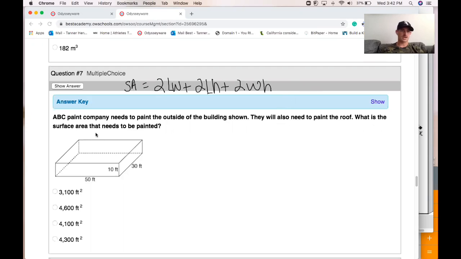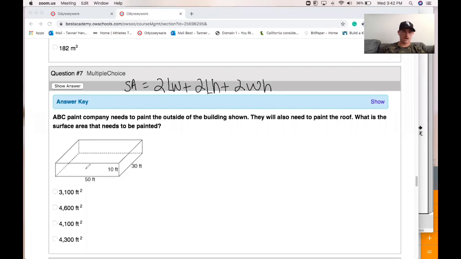What is the surface area that needs to be painted? So hopefully you guys realize something's funky with this in the sense it's not 1 through 6. There's only a certain amount of sides that need to be painted. So pause the video, count, and try to figure it out. Once you unpause it, we can count together.